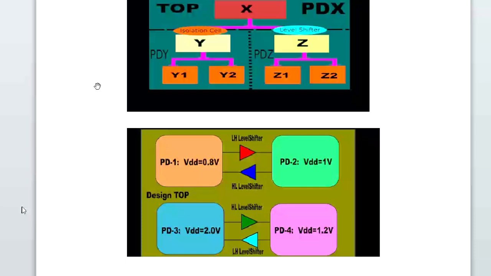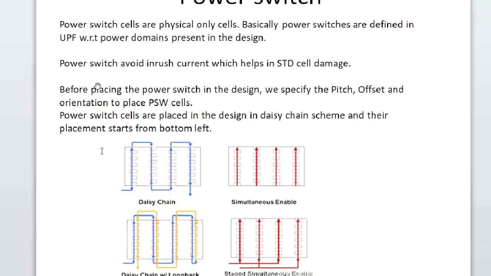Yeah, power switch. Power switches are also called GDHs, global distribution header switches. So why are we using the header only? Power switches are of two types, one is header and one is footer. Why are we using the header basically, not the footer? Because in a multi-voltage domain we require a power switch.